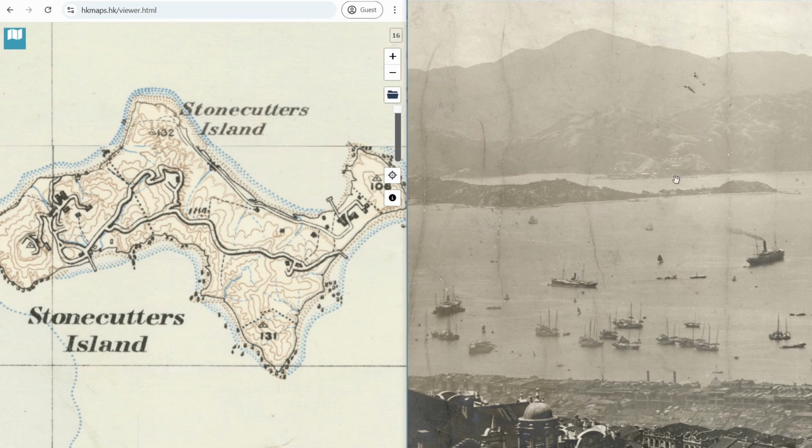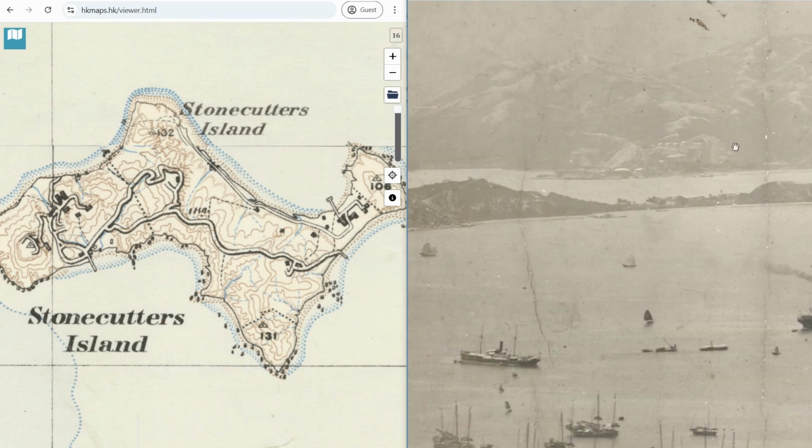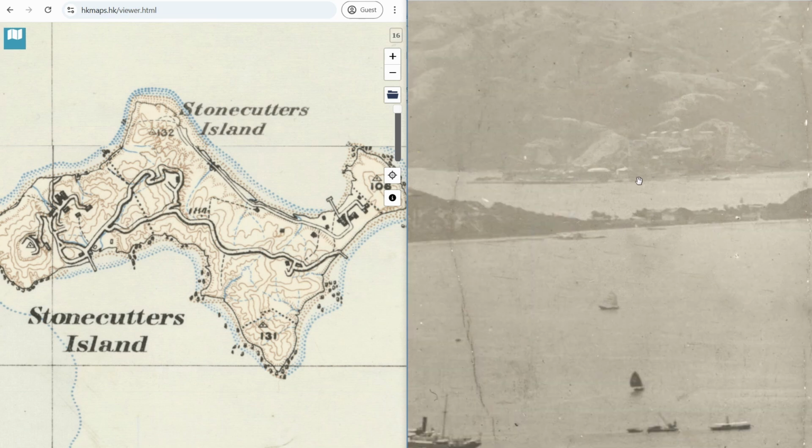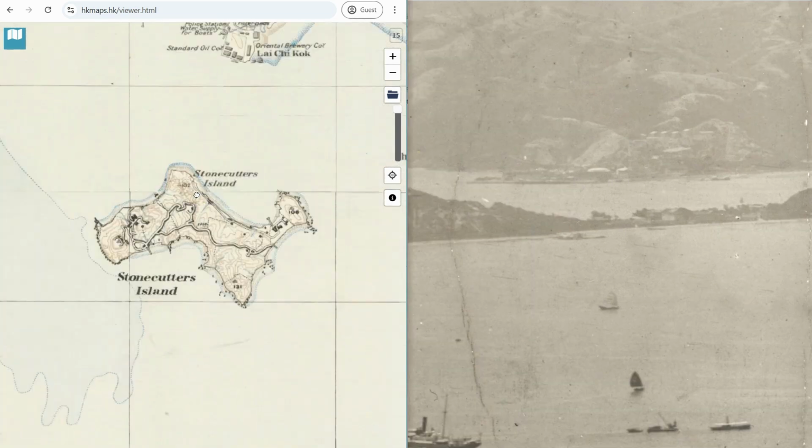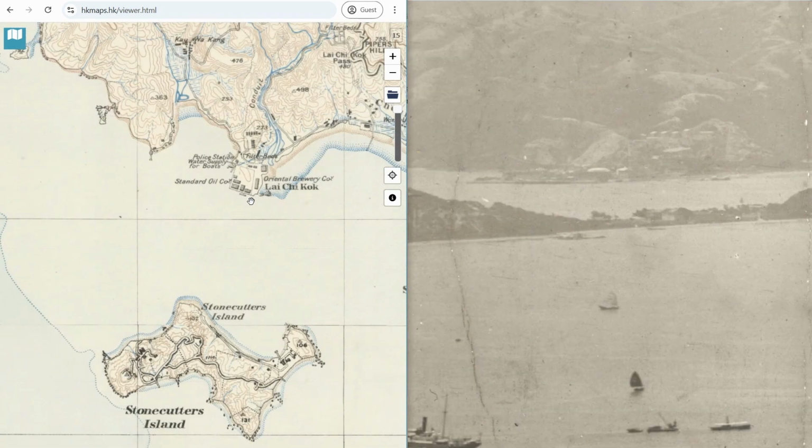Now there's something we can see in the distance as well. There's not a lot of construction on this distant shore, but there's definitely something here. And if we come back to our map, we can see we're looking at Lai Chi Kok. So this is a bit of newly reclaimed land here. It's owned by the Standard Oil Company. You can see their oil tanks just over here. This land is the site for Mei Foo today. The Mei Foo housing estate is built out here.